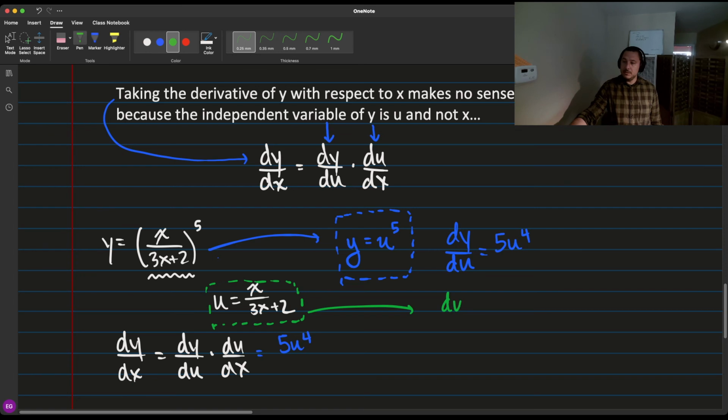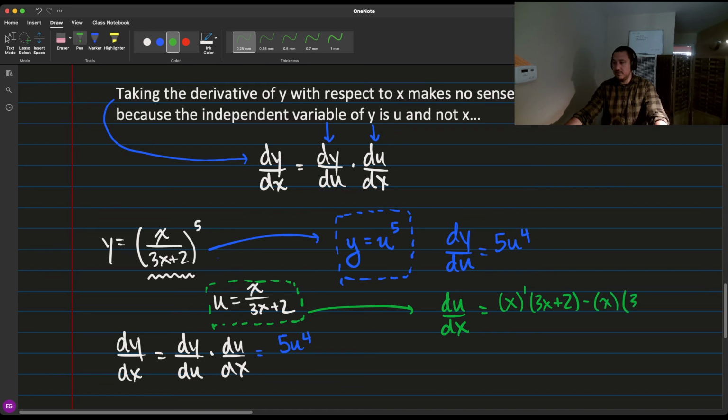to calculate du/dx. If u equals x over 3x plus 2, I can now calculate the derivative of u with respect to x. I'm going to use the quotient rule. You take the derivative of the top, the derivative of x times 3x plus 2, minus x times the derivative of 3x plus 2, all over the bottom squared, which will be, the derivative of x is 1, so you'll get 3x plus 2 minus x times, the derivative of 3x plus 2 is 3.